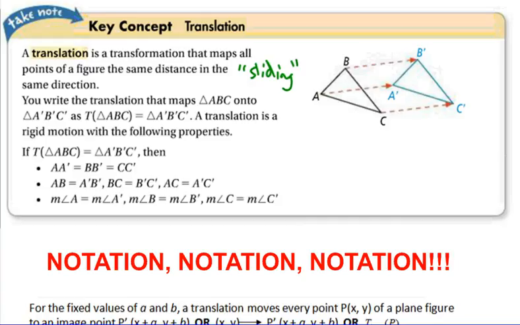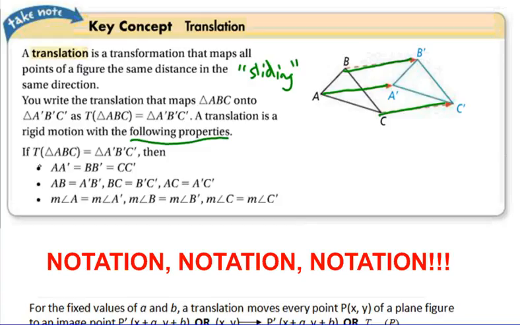It is a rigid motion, and they have the following properties. Actually, this is not the side lengths, this is the distances between the points. So B to B prime would be the same as A to A prime, would be the same as C to C prime. Those are all the same. All parts are moving the same distance. There's no difference in those.